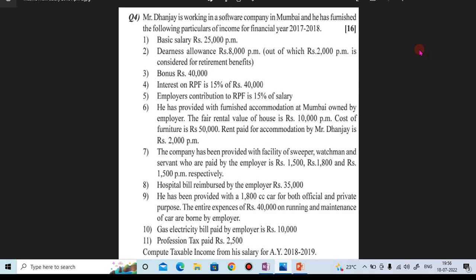I am Namita Mane. In today's video, we are going to solve one example of income from salary. This example was asked in the university examination in April 2018. So let's solve the example. This is the example on the screen.